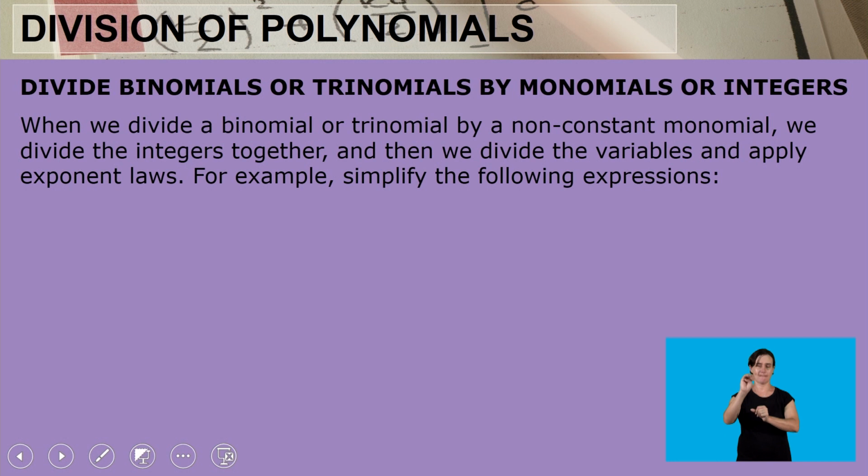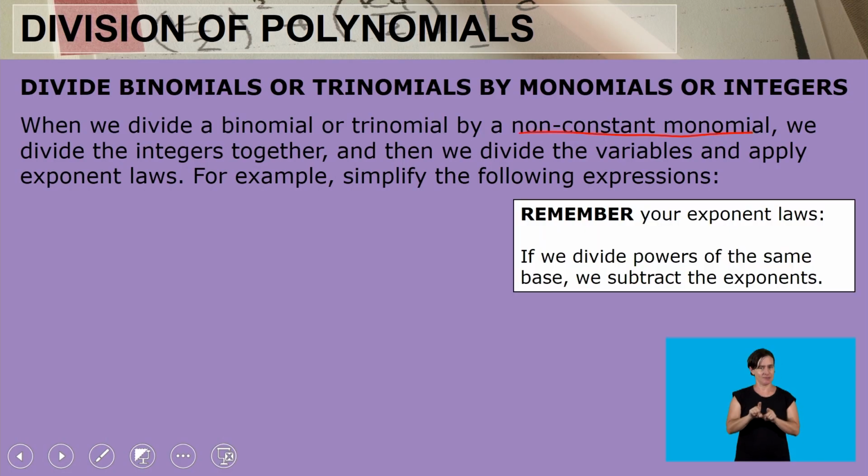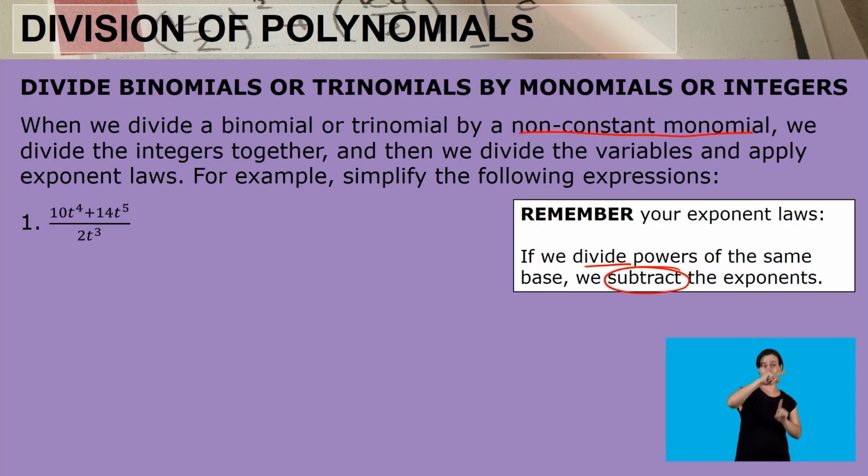Lastly, let's look at when we divide either a binomial or a trinomial by a non-constant monomial. And again, we are going to apply those exponent laws when we are dividing. Remember, when we are dividing powers of the same base, if the base is the same, we subtract those exponents. Let's look at an example. Now we have here 10t exponent 4 plus 14t exponent 5 divided by 2t exponent 3.